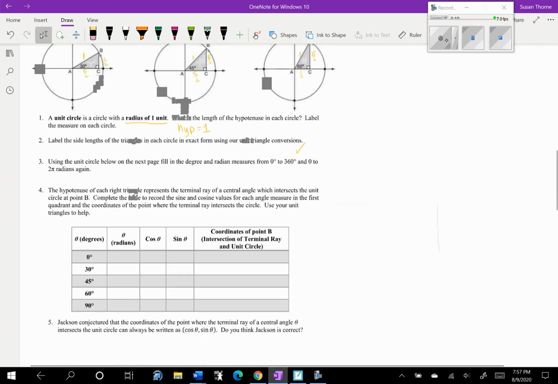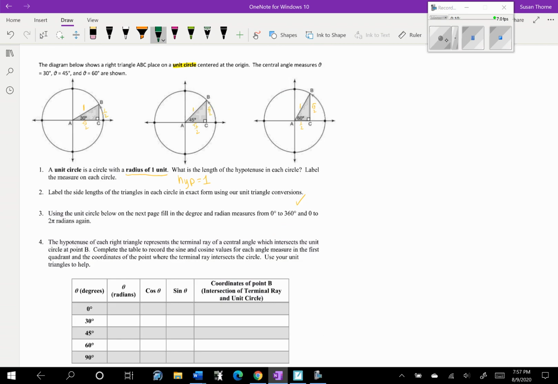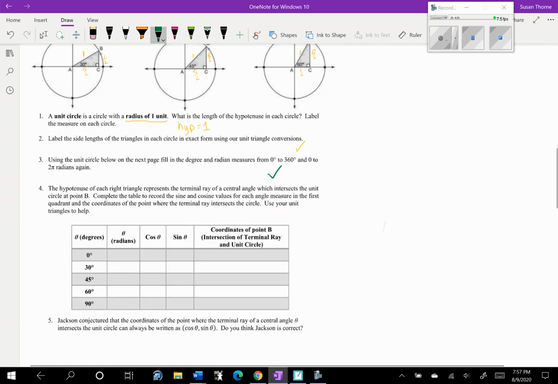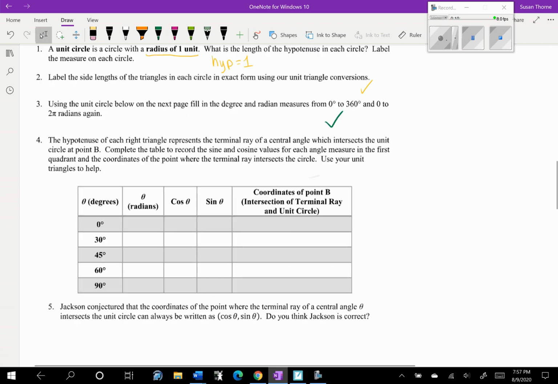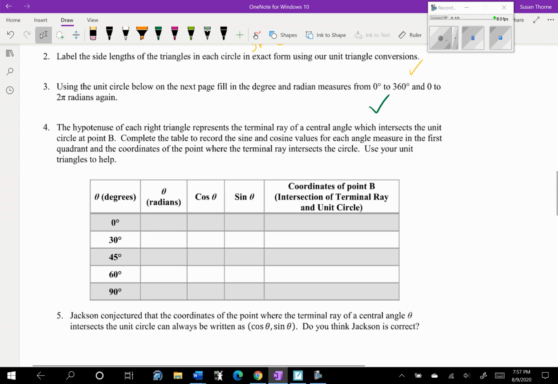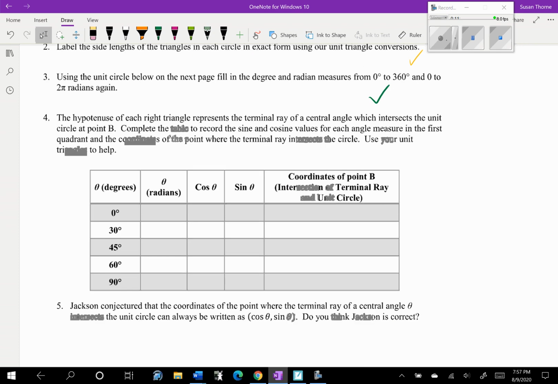Okay, so let's go back up. So we just did that one. For question 4, it says the hypotenuse of each right triangle represents the terminal ray of a central angle which intersects the unit circle at point B. Complete the table to record the sine and cosine values for each angle measure in the first quadrant and the coordinates of the point where the terminal ray intersects the circle. Use your unit triangles to help you. So we just did these.